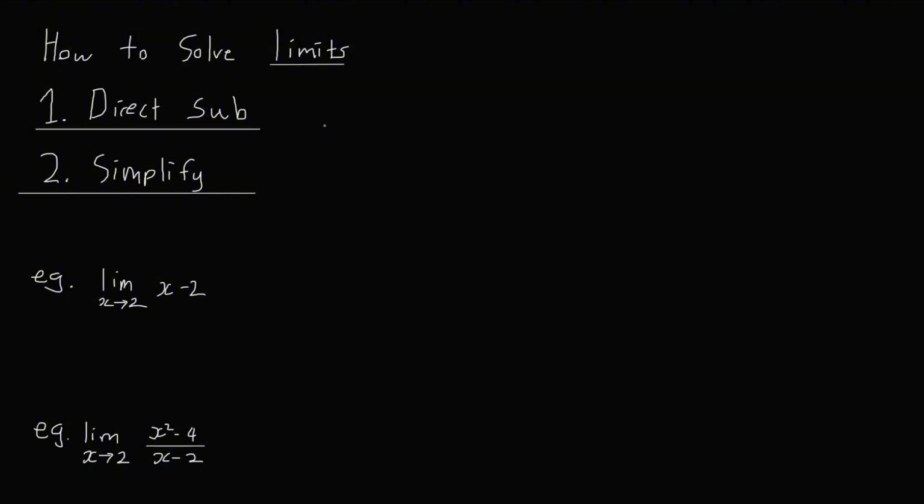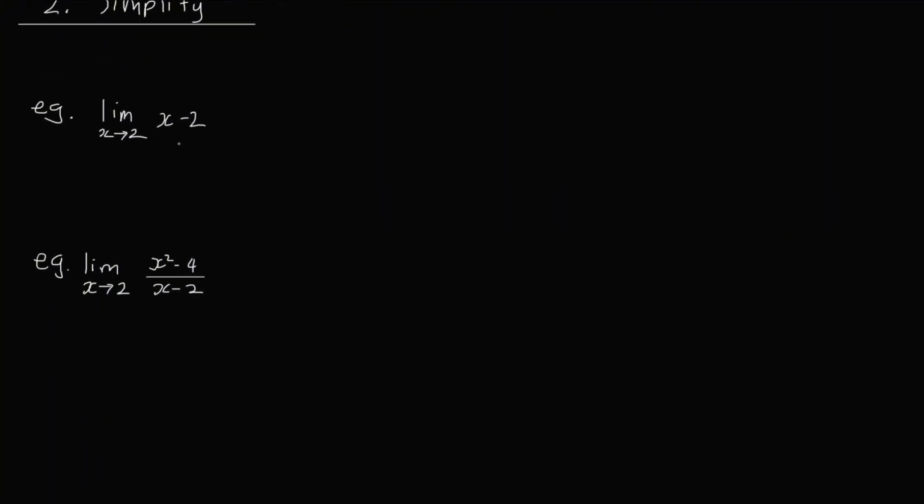So how do you solve definite limits? There are actually two main methods. First, you just try substituting. Second, you try simplifying the function. Those are the two main methods in IB Maths. Let's try the first method, just direct substitution. All you do is get the number that it's approaching, you put it into x. 2 minus 2 equals 0.